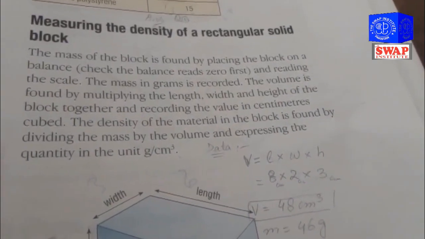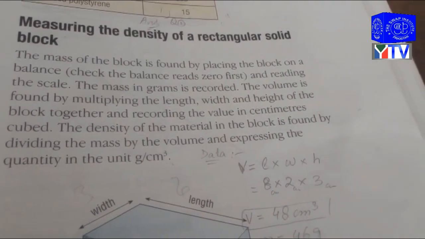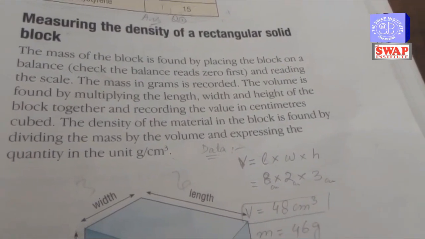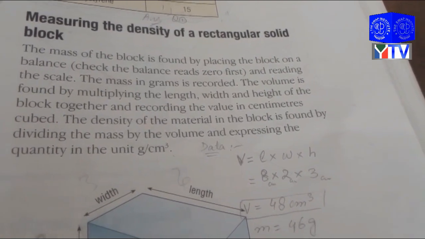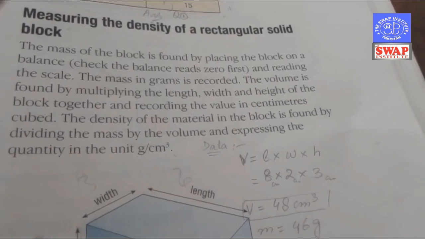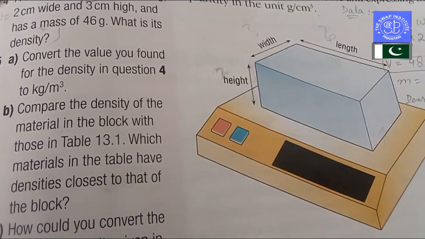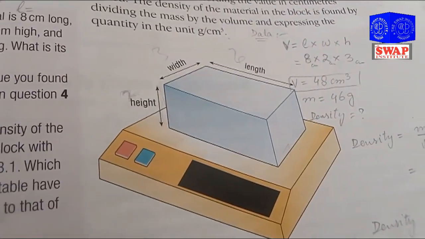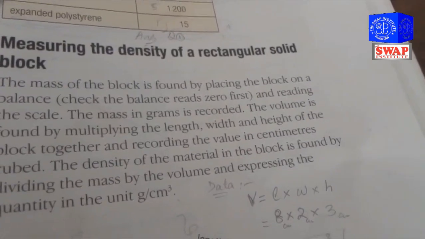Now the point arises how to measure the density of a rectangular solid. The mass of the block is found by placing the block on a balance, because we should record the mass in grams. The volume we can find in a different way, but first of all place it on the pan balance and find the mass. Mass will be in grams. Now what about the volume?